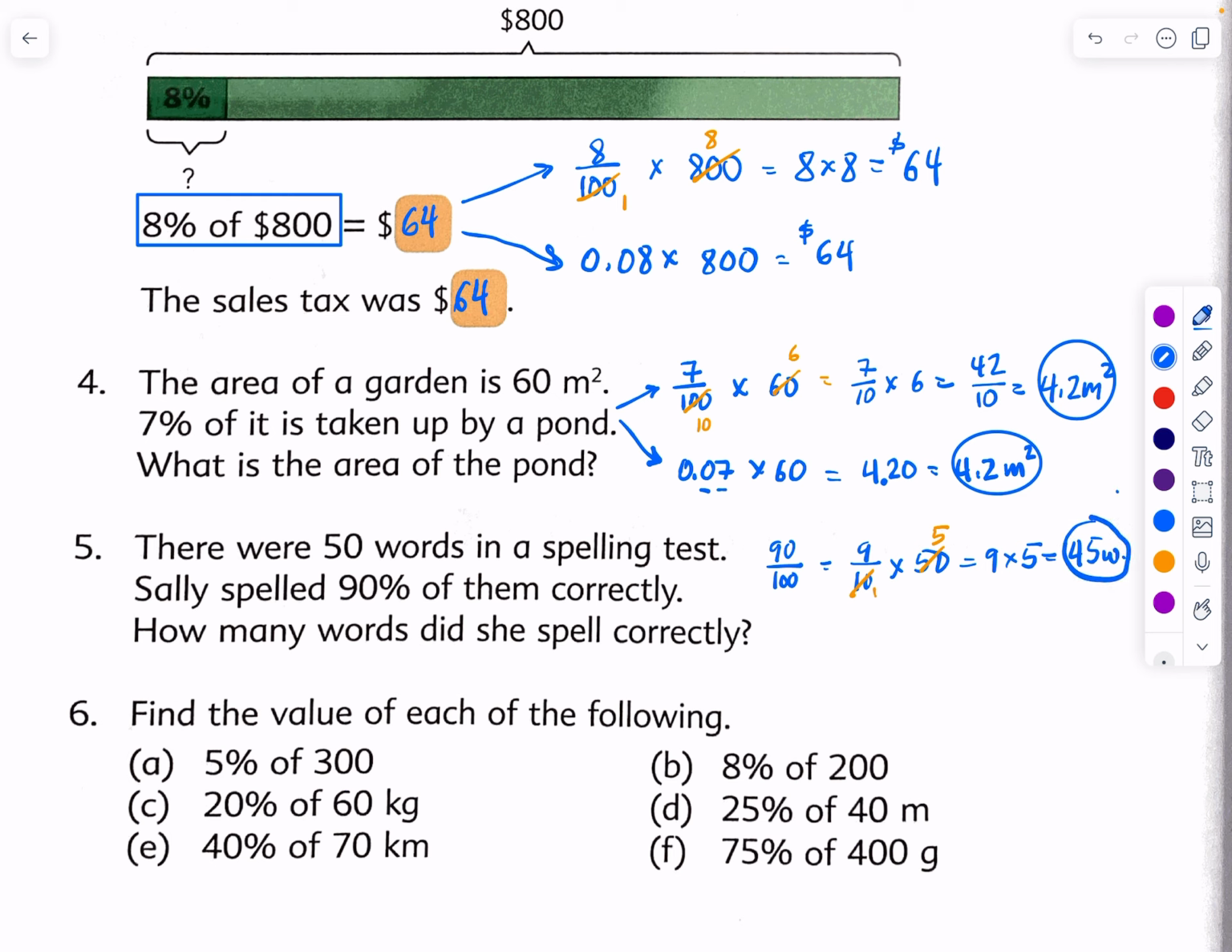Now, another way to think about it is 90%. Oh, so sorry, my bad. 0.9 times 50. 9 times 5 is 45. 9 times 50 is 450. And we take away one decimal place, gives us 45 words. Same answer. Whether we start with a fraction or a decimal, we of course arrive at the same answer.